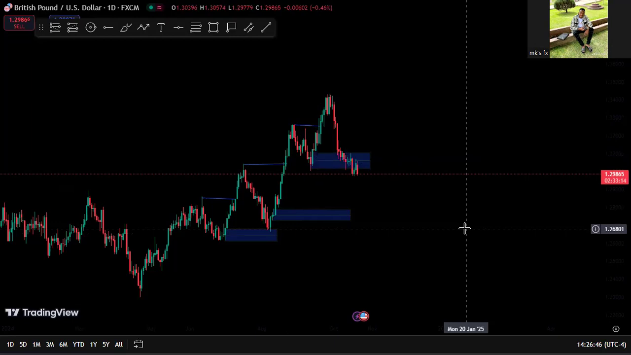Now the third rule is there should be liquidity before that order block. There should be what? Liquidity before that order block. If there is no liquidity before price mitigates that order block, it should create liquidity before mitigating. So those are the theory characteristics of a valid order block.